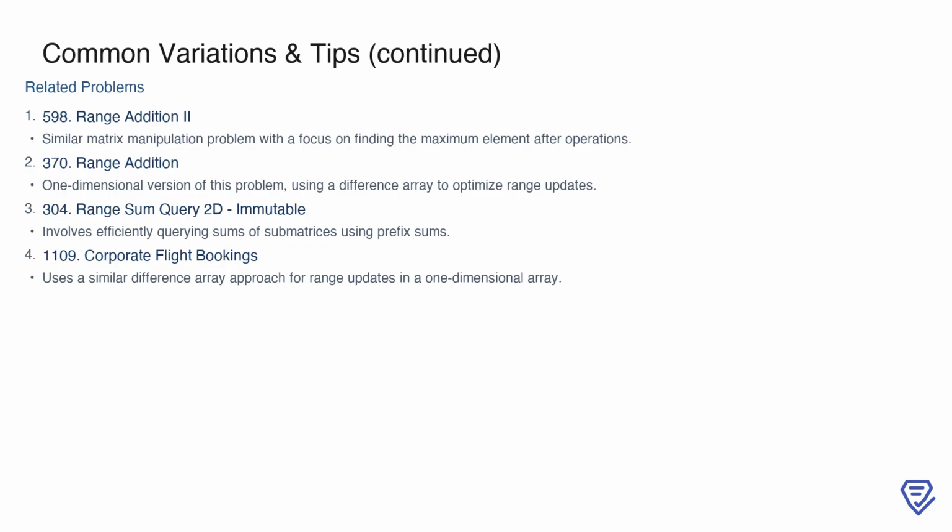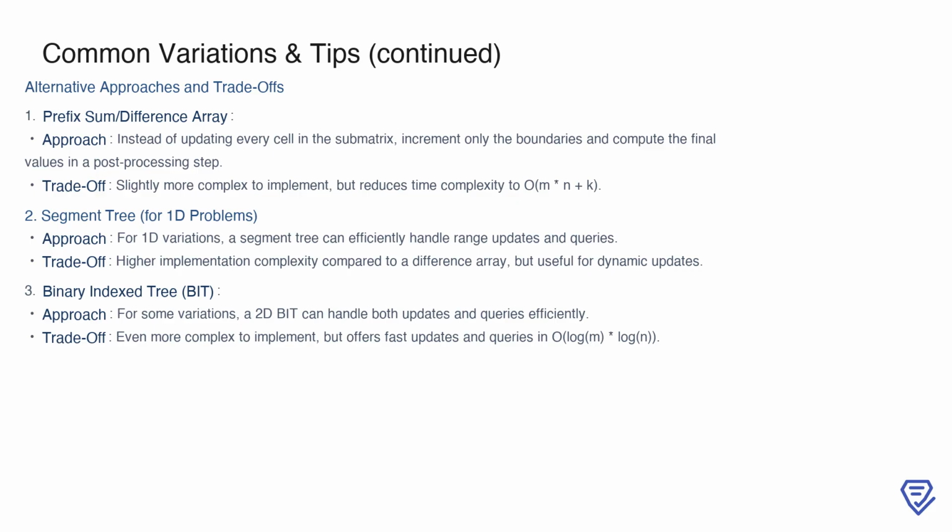Finally, let's explore some alternative approaches and their trade-offs. One popular method is using a prefix sum or difference array. Instead of updating every cell in the submatrix directly, you increment only the boundaries and then compute the final values in a post-processing step. This approach significantly reduces the time complexity to O(m*n + k), but it can be slightly more complex to implement.